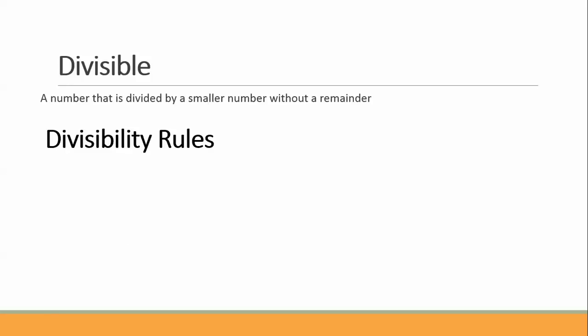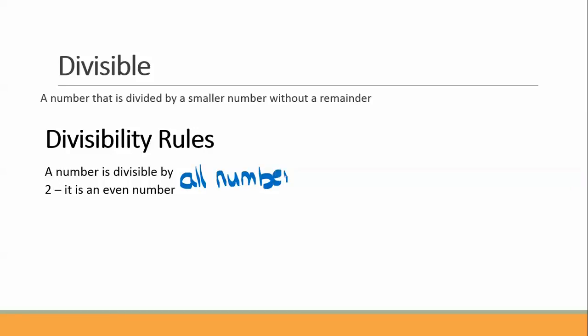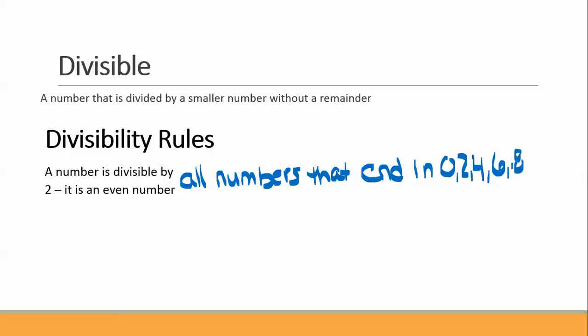There are divisibility rules, divisibility algorithms that let us know what numbers are divisible by other numbers. A number is divisible by 2 if it's an even number. So even numbers are all numbers that end in 0, 2, 4, 6, or 8. Any number that ends in one of those numbers is even and therefore is divisible by 2.